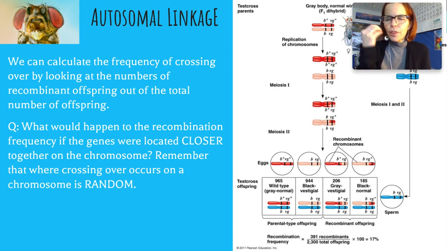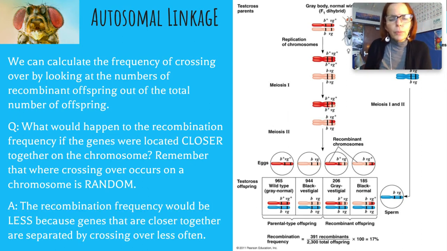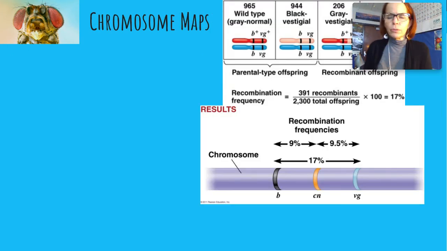Here's a question just to chew on. What would happen to the recombination frequency if the genes were actually located closer together on the chromosome? Remember that where crossing over occurs on a chromosome is random. So if it's really close together, it might happen outside of it. So what happens? The recombination frequency would be less if they were closer together. And they're separated by crossing over less often. So if they were closer together, the percentage might be 8% instead of 17%. I just pulled that number out of my hat.